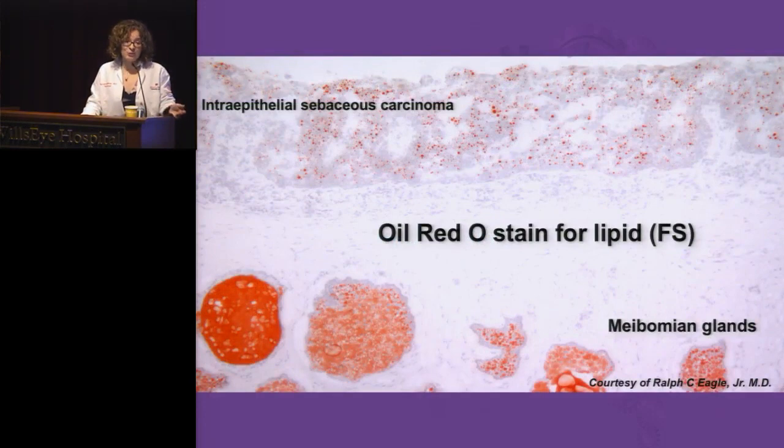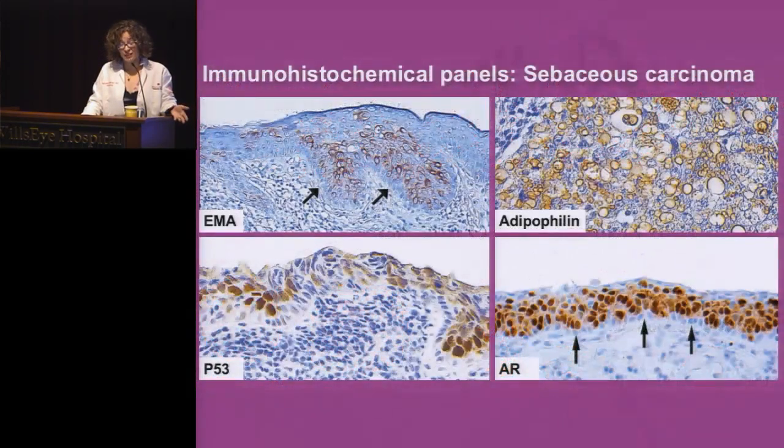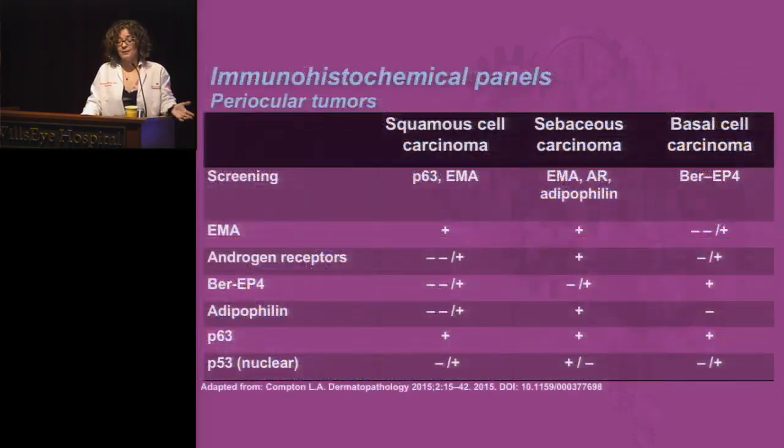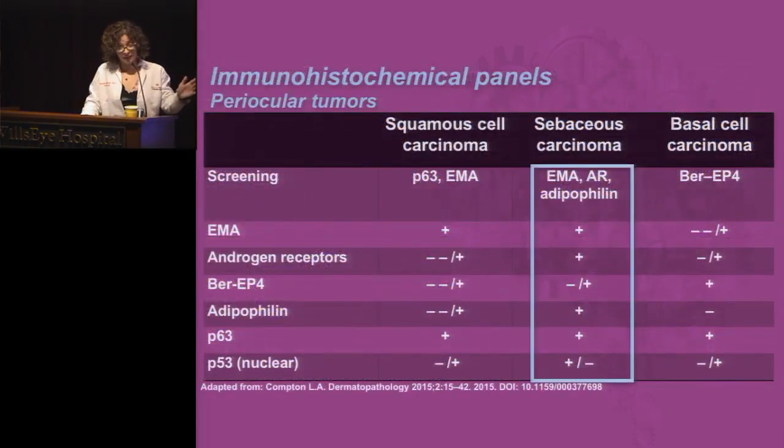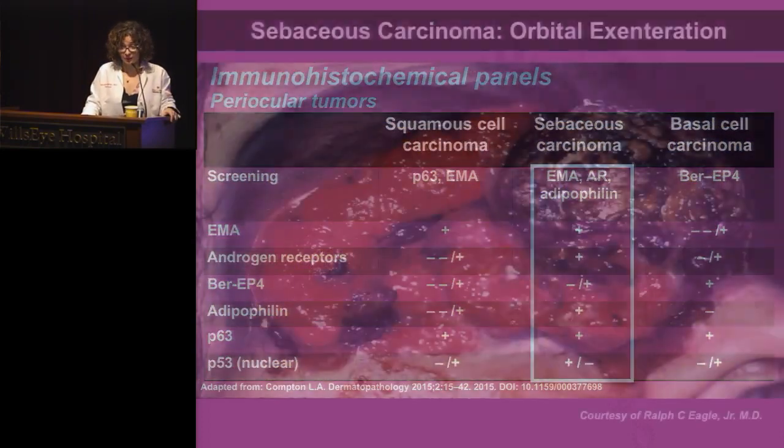And as you guys know, our special stains for lipid are limited by the need of unprocessed tissue, and they really have very low sensitivity and specificity. And there is no good stain for sebaceous carcinoma immunohistochemically. So we use panels. The panels have significant overlap, and we still greatly rely on morphology. Okay?